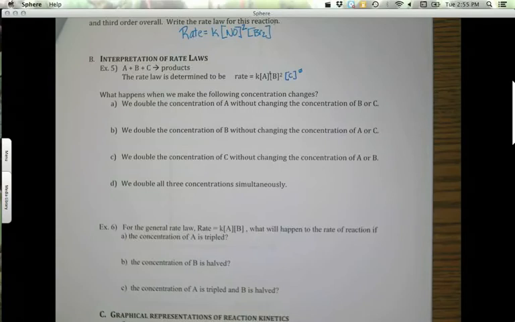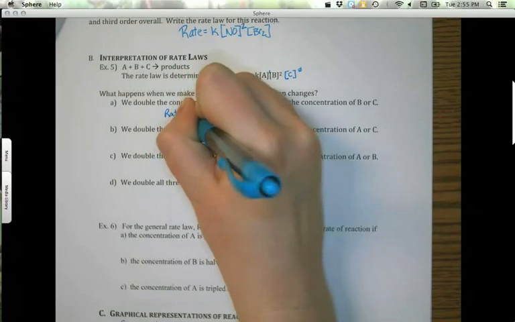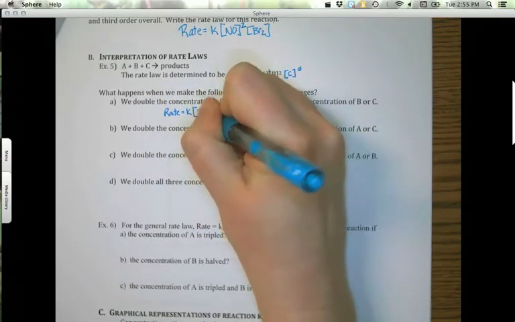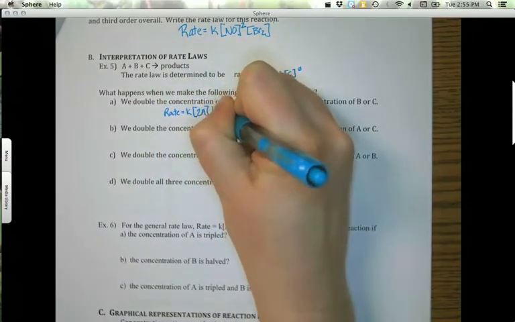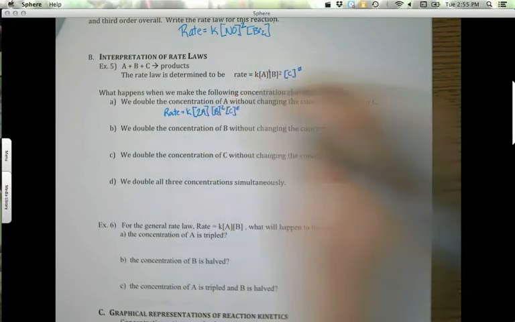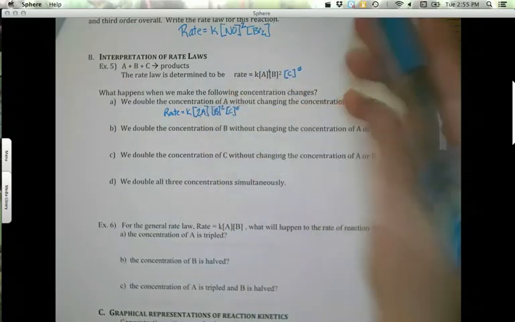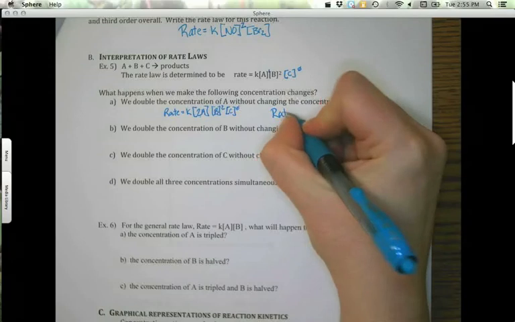For A, we double the concentration of A without changing the concentration of B or C. So rate equals k, some constant, times 2A, and B is still squared, and C is still to the 0th power. Well, I just multiplied everything by 2 because of this 2 right here, so the rate doubles.